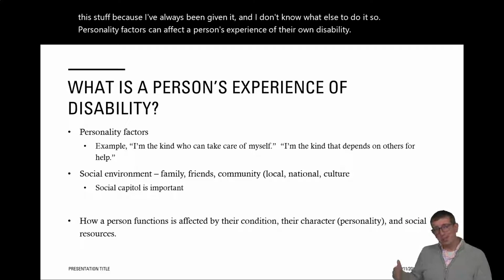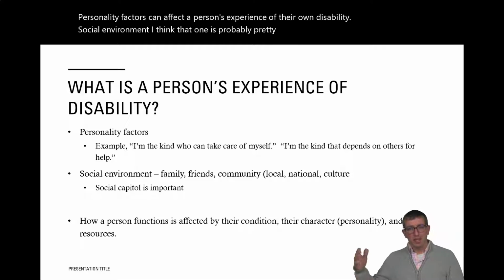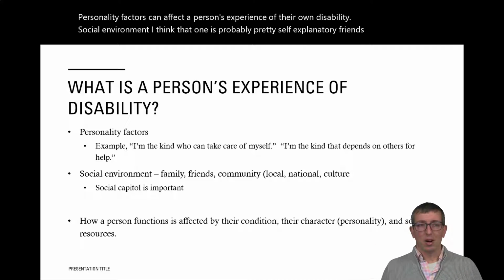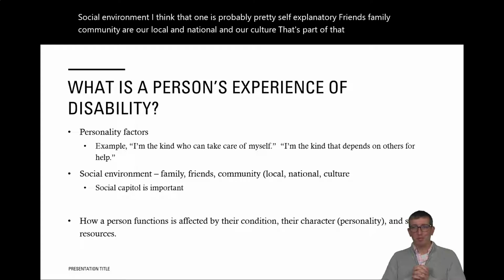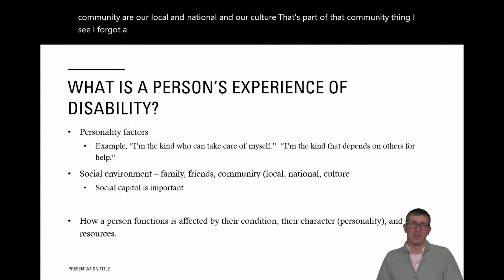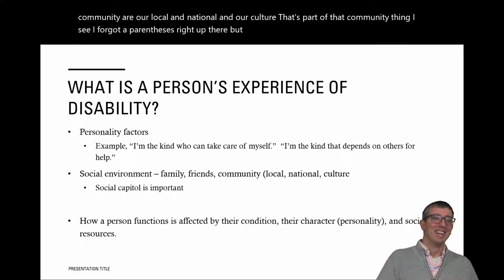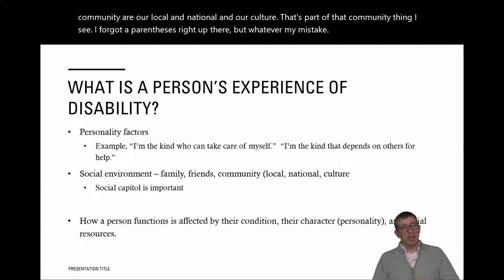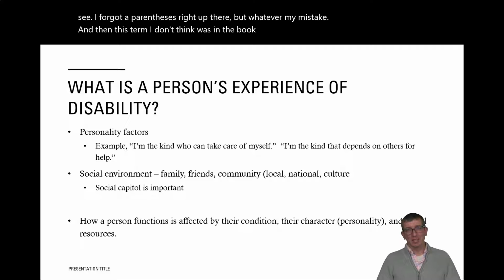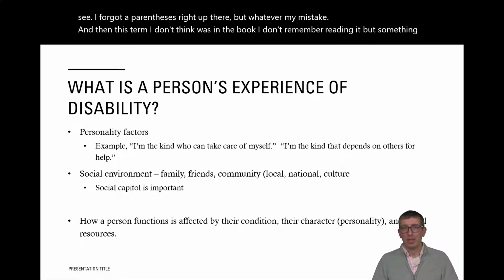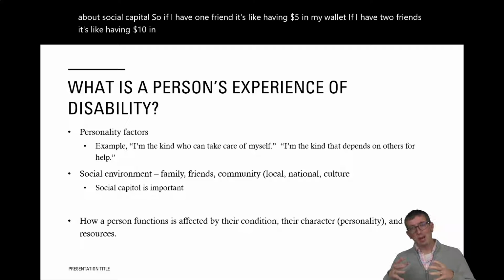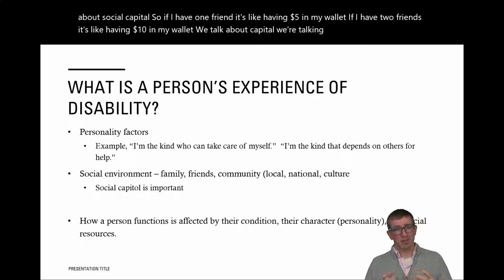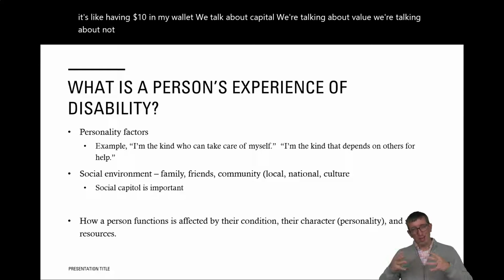Social environment. I think that one's probably pretty self-explanatory. Friends, family, community, our local and national culture, that's part of that community thing. I forgot a parenthesis right up there, but whatever, my mistake. And then this term I don't think was in the book, I don't remember reading it, but something about social capital. So if I have one friend, it's like having $5 in my wallet. If I have two friends, it's like having $10 in my wallet. When we talk about capital, we're talking about value. We're talking about not necessarily money, but just think of value in general.